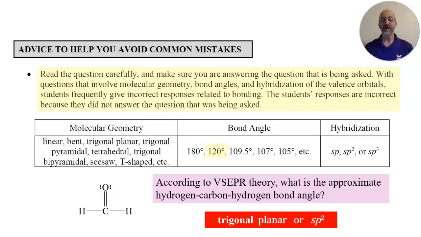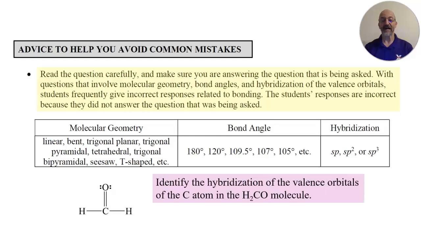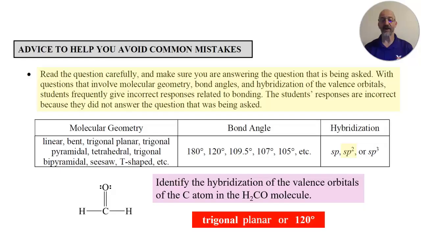And then finally, if the question had asked, what is the hybridization of the valence orbitals of the carbon atom? The intended answer is sp2 because there are 3 electron domains around that central carbon atom. But students will get this question wrong because they will say trigonal planar or 120 degrees. So again, read the question carefully and make sure that you are answering the question that is being asked.